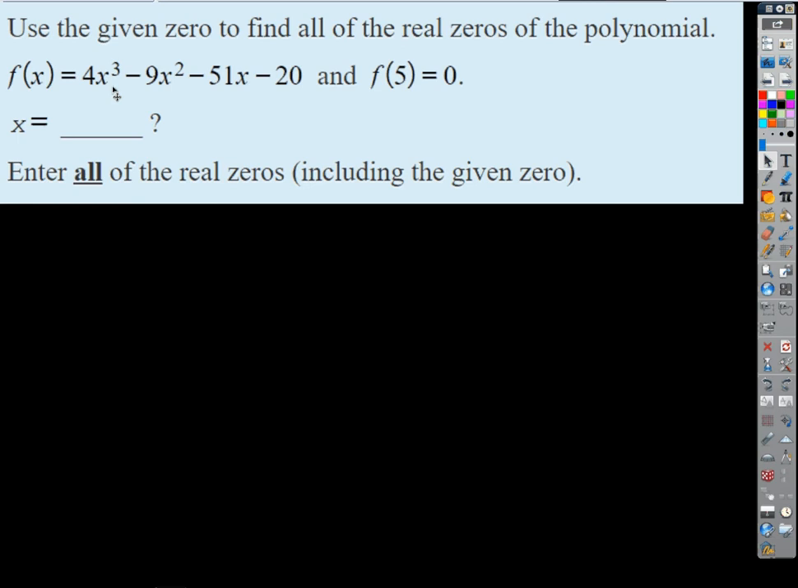Now it's possible that one of them could be a double root, where you might get the same answer more than once. And next year you'll talk about that in terms of multiplicities. I mentioned it this year, but you'll do more with that next year. But you have to get 3 total, right? One of them is given to you. So your job is to find the other 2.